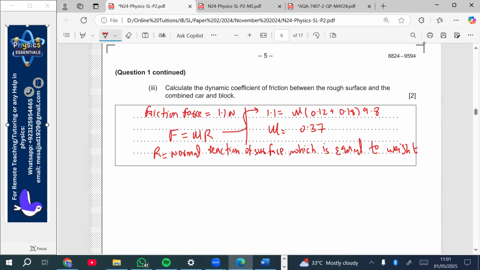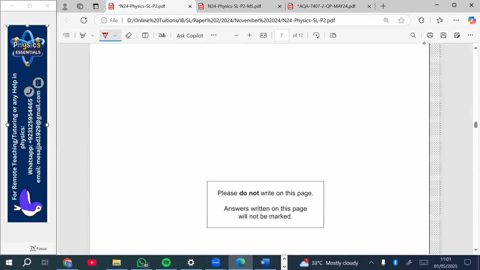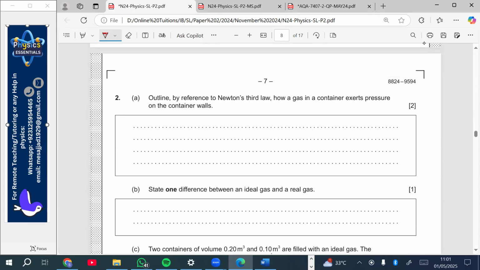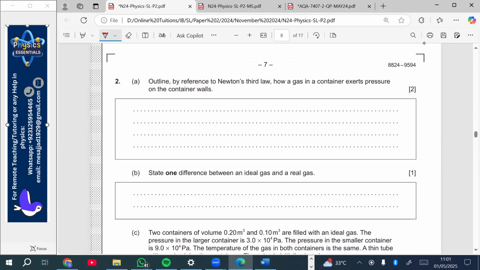Since it is the ratio of the forces, on the left you have frictional force, and on the right you have weight, which is also force, Newton. So when you have the ratio of both forces, you have a unitless quantity. There is no unit associated with a coefficient of dynamic friction. Okay, now question number 2.